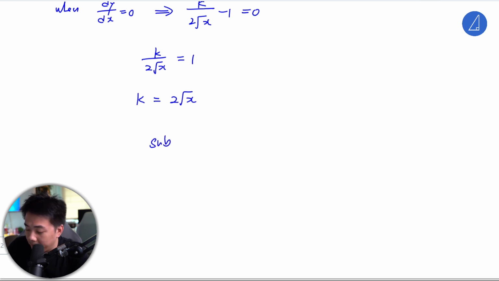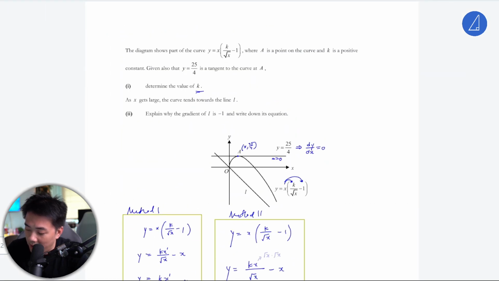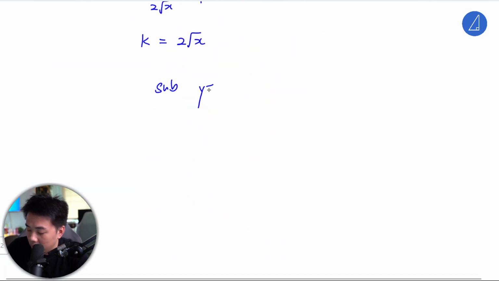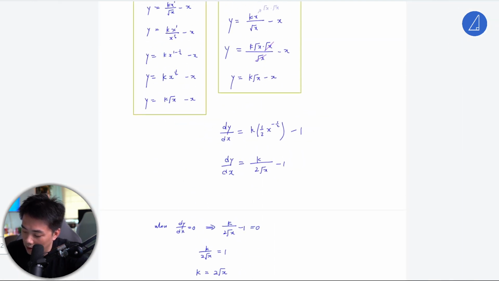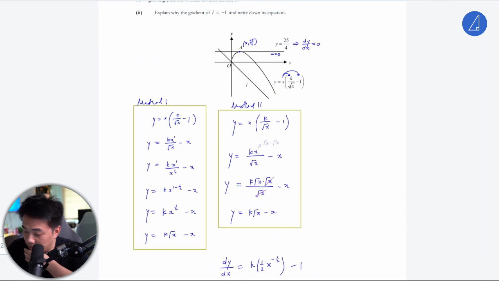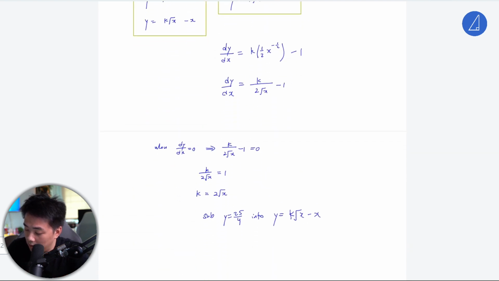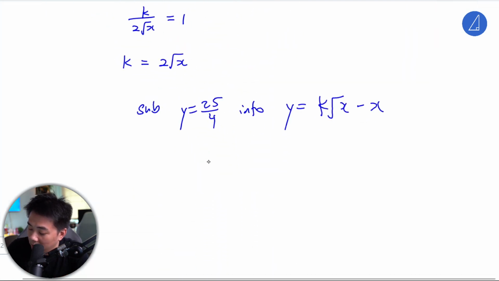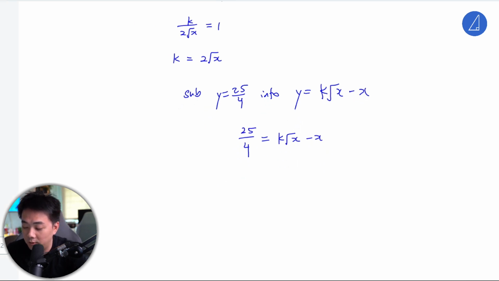So sub y equals 25 over 4 into y equals k root x minus x. Okay, so I'm just going to substitute into this form here. So in this case, what we get is 25 over 4 equals k root x minus x. So now we need to solve this expression here.